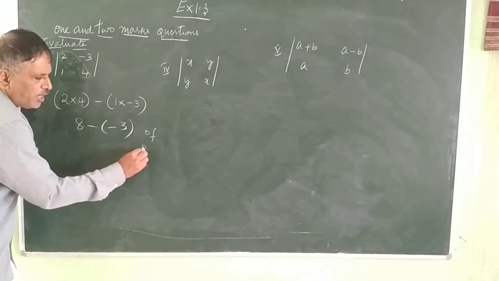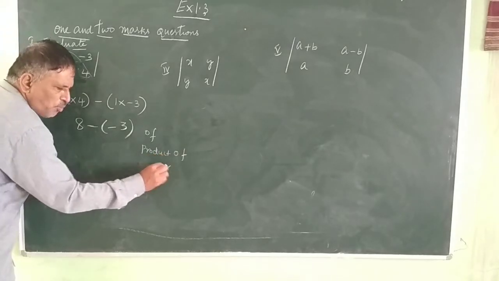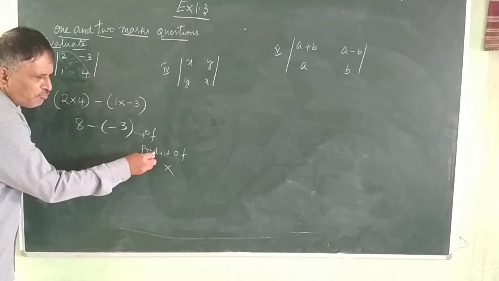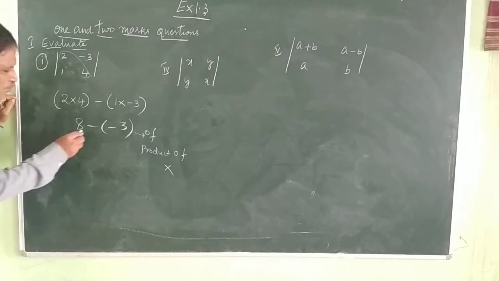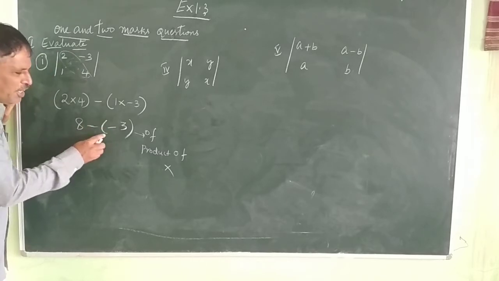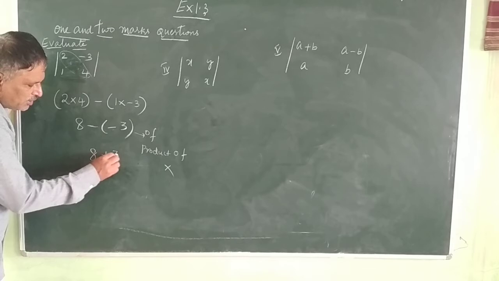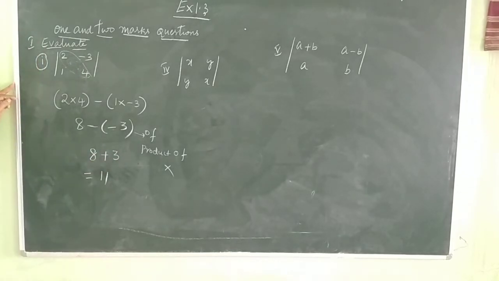'Of' means product of. Product of means multiplication. So this bracket represents 'of', which means product of, which means you need to multiply. That means minus into minus. Minus into minus is plus 3. So 8 plus 3 is 11. 11 is the answer for this question.